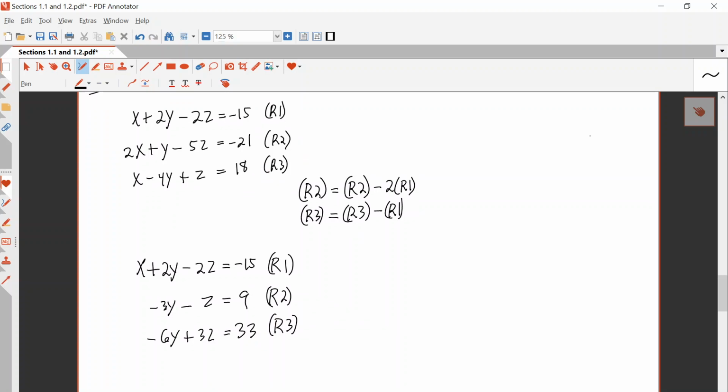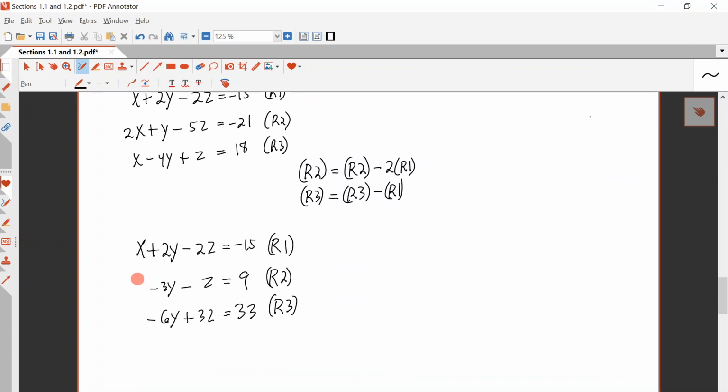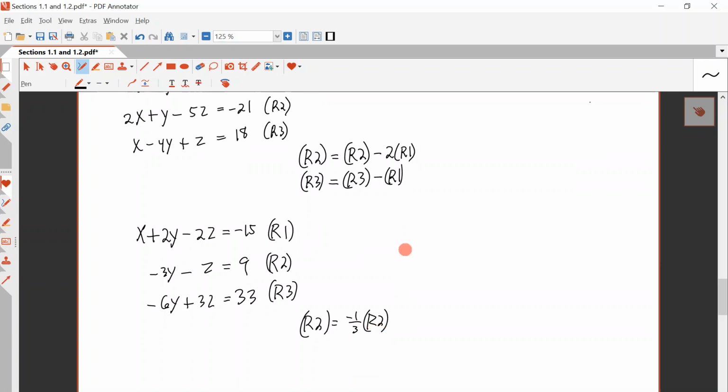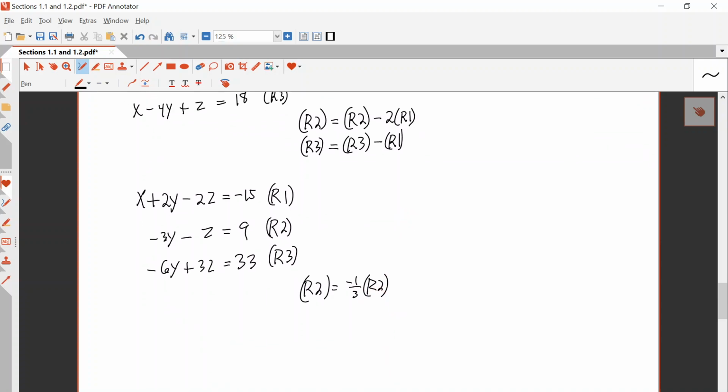Okay, now let's do another round of row operations. Notice I got rid of the x's here. Okay, now what I'd like to do is get rid of the y's here. Okay, so to get rid of the y's, well, actually first what I want to do is let's multiply row 2 by minus 1/3. Okay, so I'm going to multiply row 2 by minus 1/3. So as to get a 1 in front of the y here.